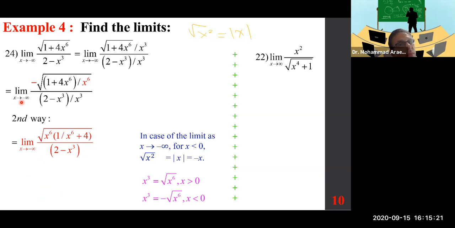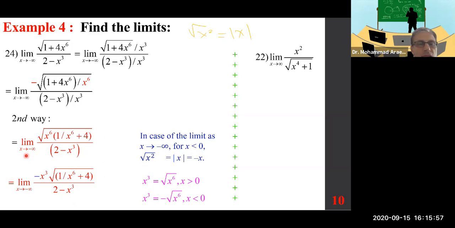Here's the second method before we finish it off. Inside, take out x to the power of 6. So take a look at the second way. I want you to think about this when you go home and practice with it. So we can take out x to the power of 6. It comes out as x cubed if x is approaching infinity. But because it's negative infinity, it comes out as negative x cubed. That's because of the negative infinity, and take a look at the explanation.